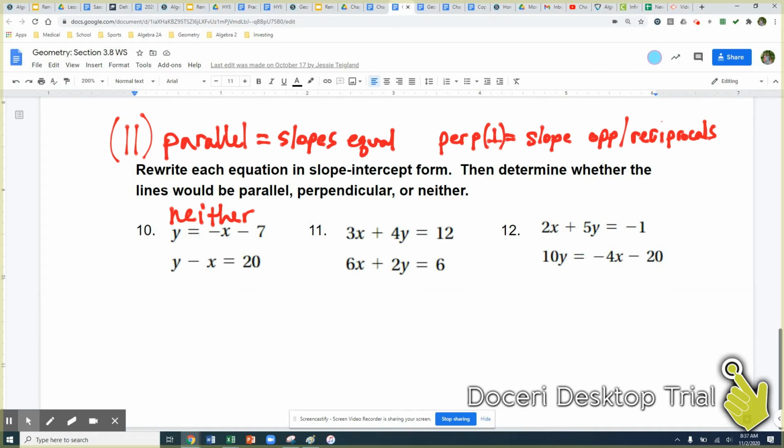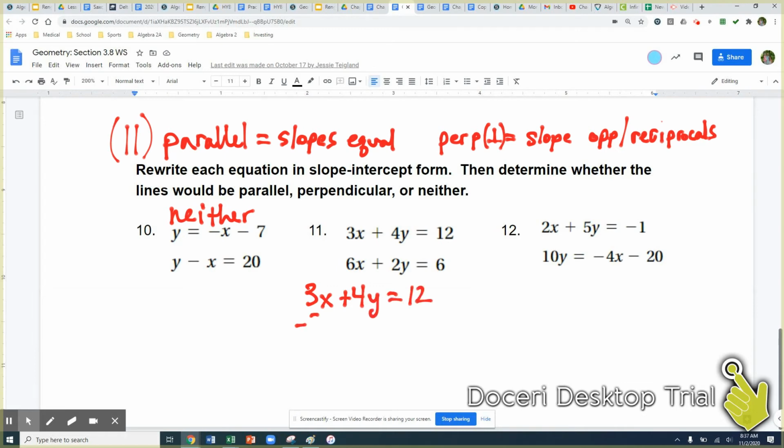We can't tell what the slope is, so we have to solve it for the variable y. Once we get it solved out for y, it's in slope-intercept form. Now we can start to see the slope. And it just takes 2 steps to solve it. So we got 3x plus 4y equals 12.